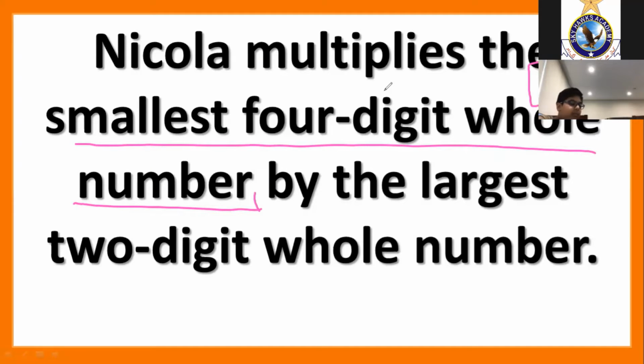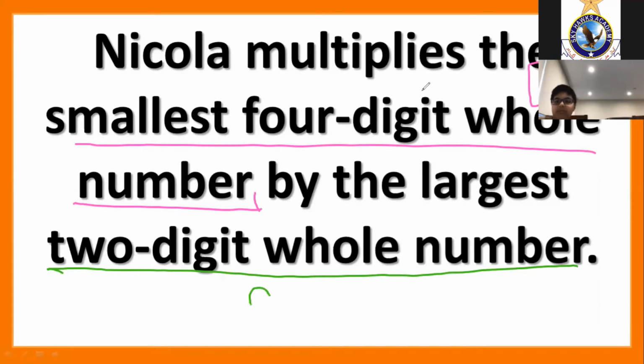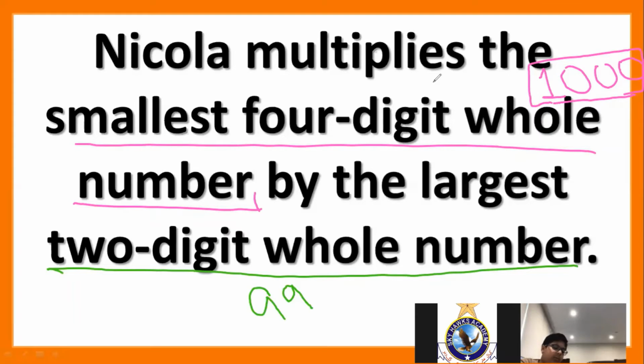Okay? By multiplies the largest 2-digit whole number. What will be the largest 2-digit whole number? 99. Okay. Let me share the whiteboard with you, then we will solve the question.